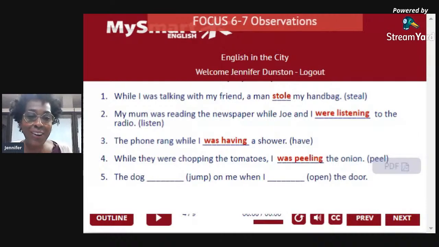Let's take a look at our fifth question. Let's see if we can fill in the blanks. The dog on me when I the door. Here, do we have two long actions? Do we have a long action and a short action?